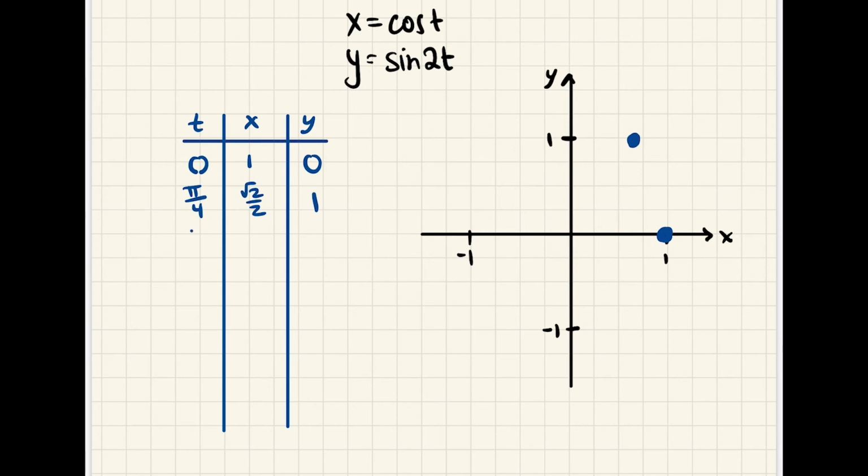Next, let's let t be pi over 2. Cosine of pi over 2 is 0. And sine of 2 times pi over 2, which is pi, sine of pi is also 0. So we're now at the origin. Okay. So next, let's try 3 pi over 4. Cosine of 3 pi over 4 is negative root 2 over 2. And sine of double 3 pi over 4, which is 3 pi over 2, that would be negative 1. So we're now at negative root 2 over 2, it's about 0.7, and negative 1.